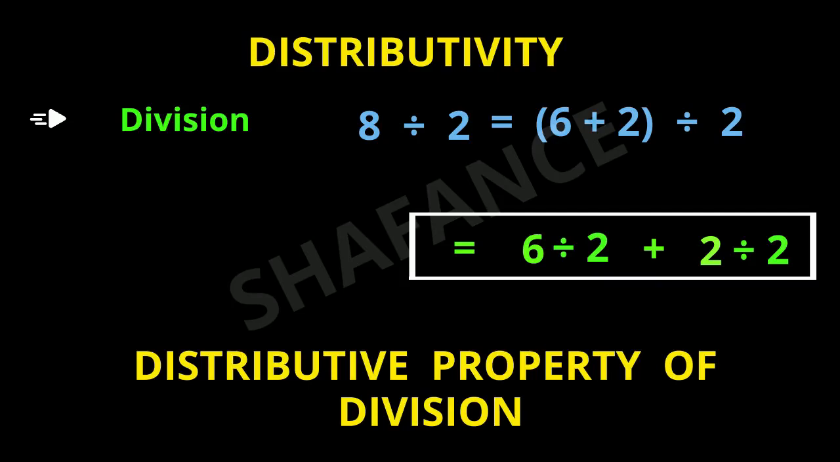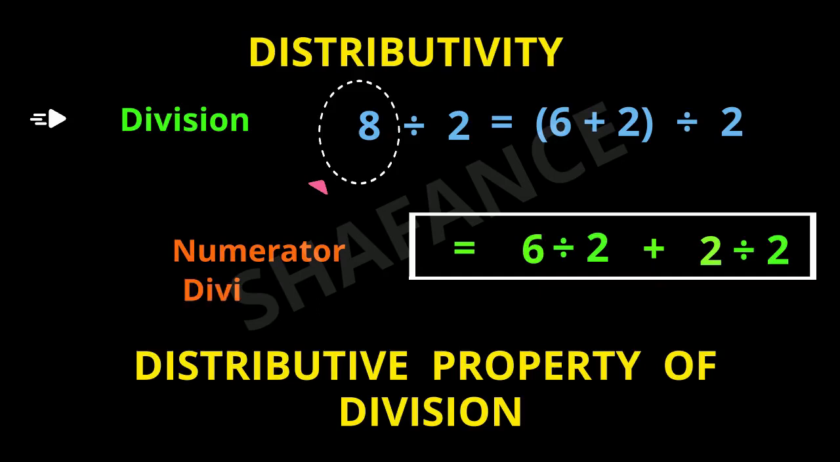But we have seen that this applies only when we split the number which is being divided. When we split the number which is being divided, that is when we are splitting the numerator. So 8 is called numerator, or it is also called dividend. So when we are splitting it, this distributive property of division applies.